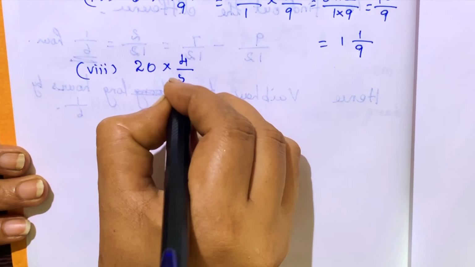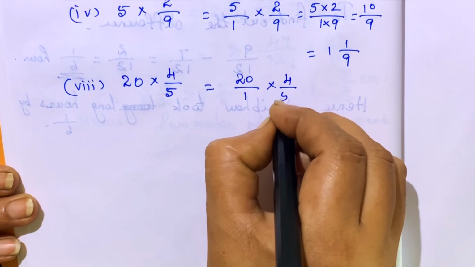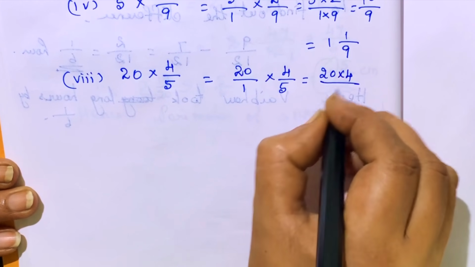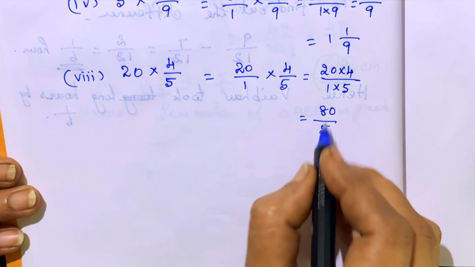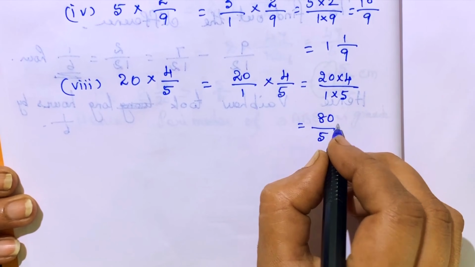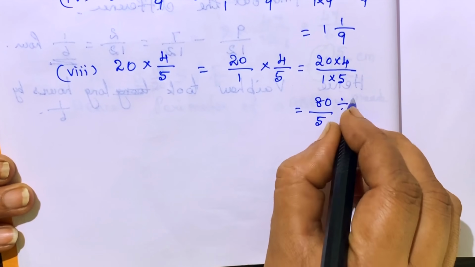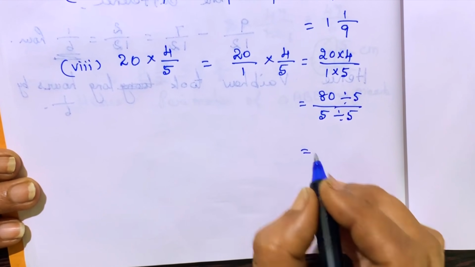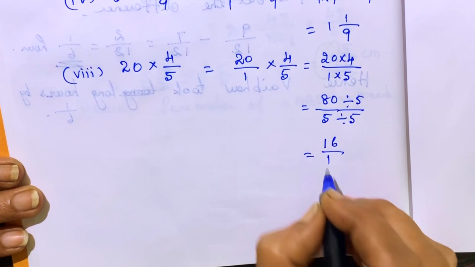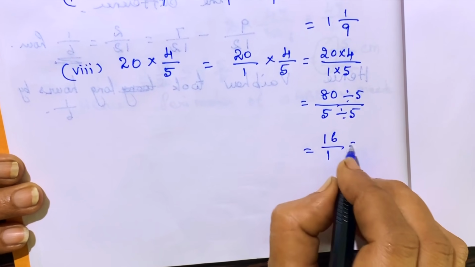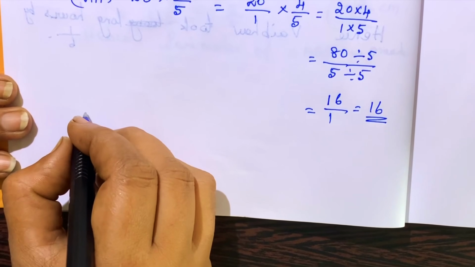Next one, I will do the 8th one for you. 20 into 4 by 5 is equal to 20 by 1 into 4 by 5, is equal to 20 into 4 by 1 into 5, is equal to 20 4s are 80 by 5. So the common factor is 5. So I am dividing. Can you find out? 80 is also divisible by 5, 5 is also divisible by 5. So I am dividing both by 5. So you will be getting 16 by 1, 5 divided by 5 is 1. It's equal to 16 by 1, which is nothing but 16 itself. Now the next, 9th one, also I will do for you.